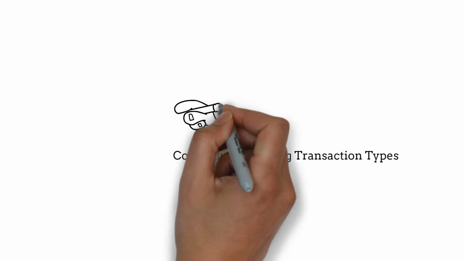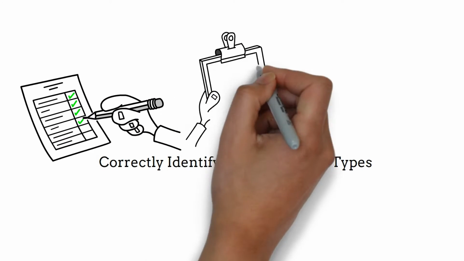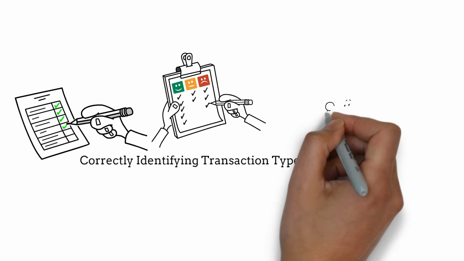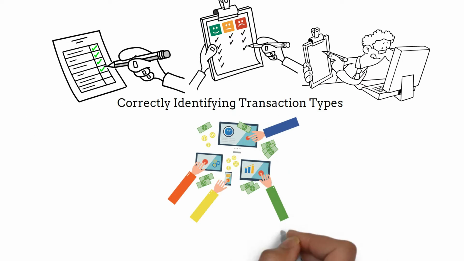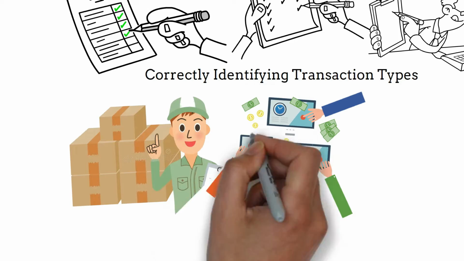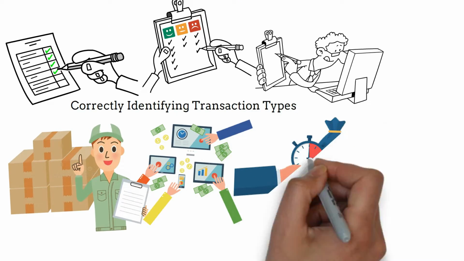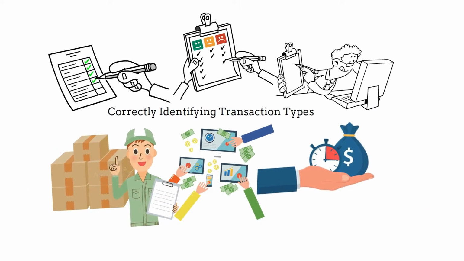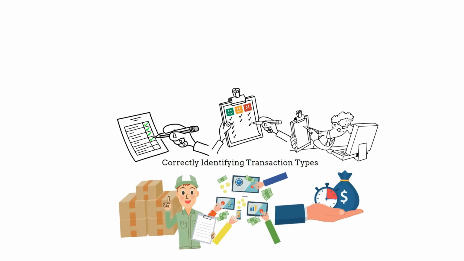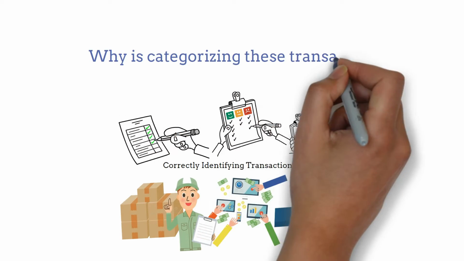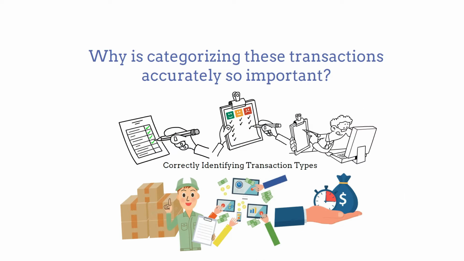Correctly identifying transaction types. The next crucial aspect is correctly identifying the various transaction types. In the realm of business finance, there are different kinds of transactions you'll encounter. These could be payments to suppliers for goods or services, discounts you receive for early payments, or just your regular everyday business expenses. Now, why is categorizing these transactions accurately so important?